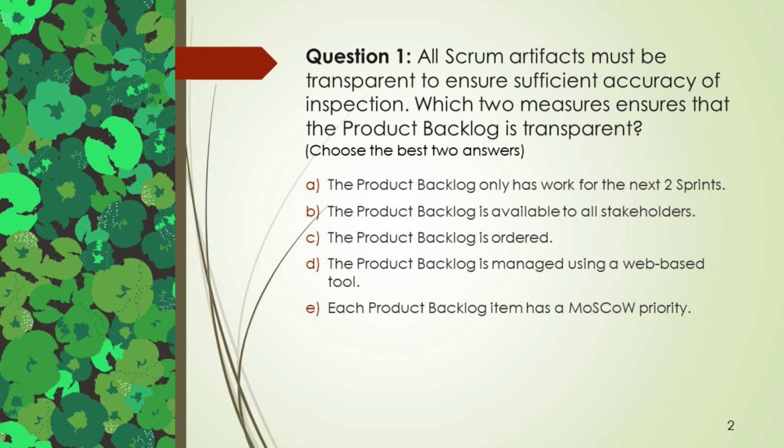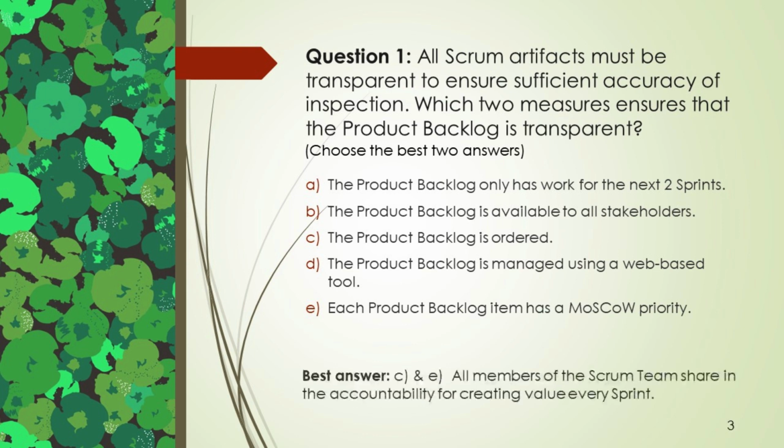A. The product backlog only has work for the next 2 sprints. B. The product backlog is available to all stakeholders. C. The product backlog is ordered. D. The product backlog is managed using a web-based tool. E. Each product backlog item has a MoSCoW priority. Best answer, B. All members of the Scrum team share in the accountability for creating value every sprint.